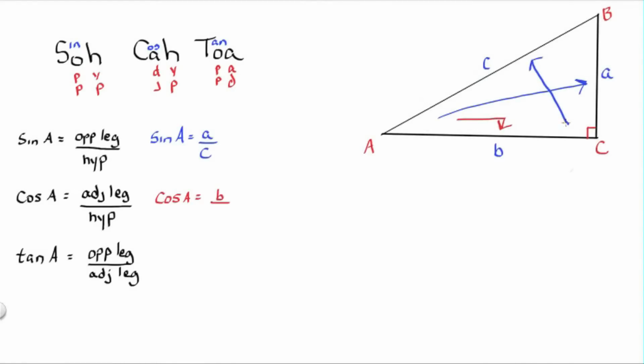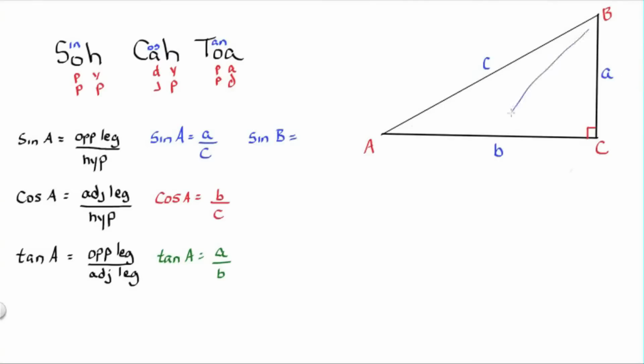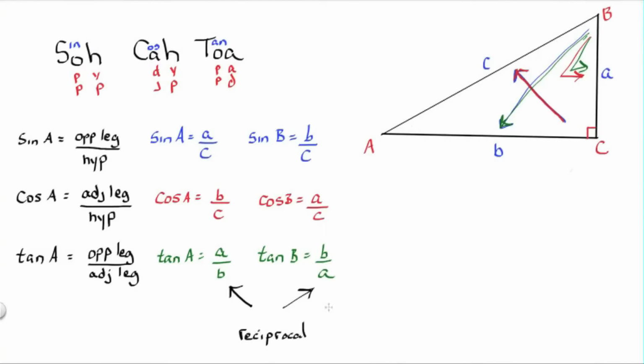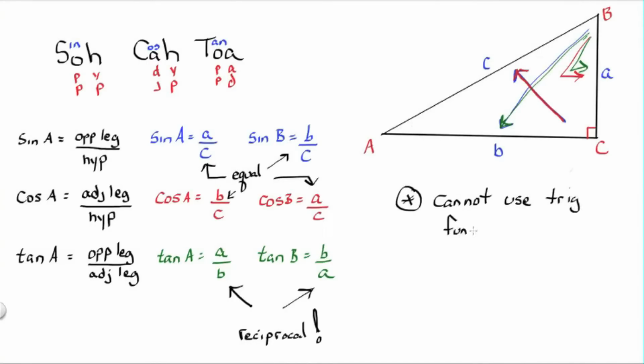Here we have right triangle ABC, and I'm showing the equations that will work for angle A, as well as angle B. Notice that the tangent of A and the tangent of B are reciprocals of each other, and cosine of angle A and sine of angle B are equal, as well as the sine of angle A and cosine of angle B. We cannot use the trig functions for the 90-degree angle.